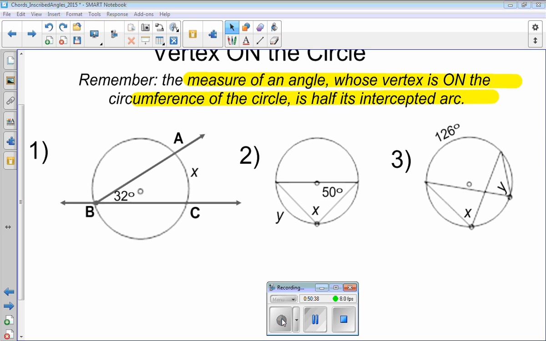What do you think about the first one? That's a basic one. Multiply by 2. So what did you get, Gabriel? So x is 64 degrees. Would you agree with that?